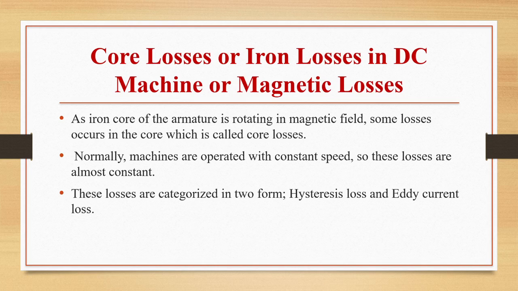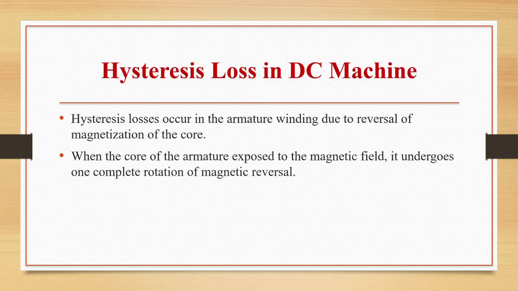These losses are categorized into two forms, hysteresis loss and eddy current loss. So iron, core or magnetic loss is of two types, hysteresis loss and eddy current loss. Let us see now what hysteresis loss is. Hysteresis loss occurs in the armature winding due to reversal of magnetization of the core. When the core of the armature is exposed to the magnetic field, it undergoes one complete cycle of magnetic reversal.